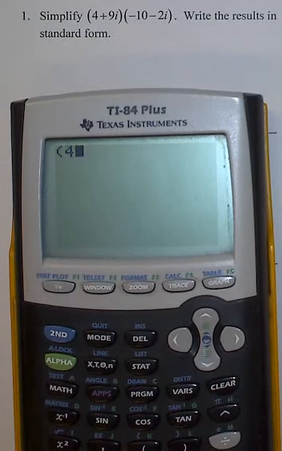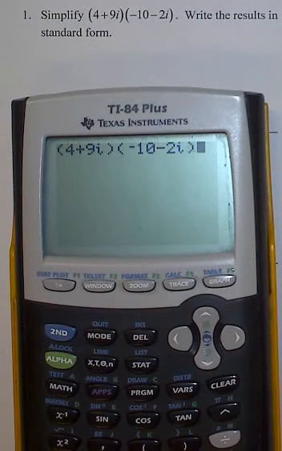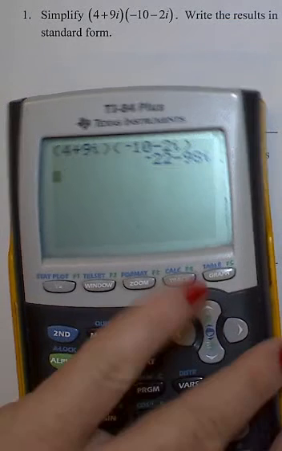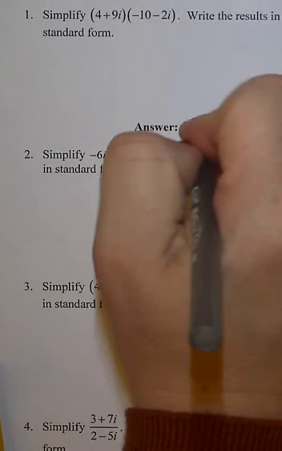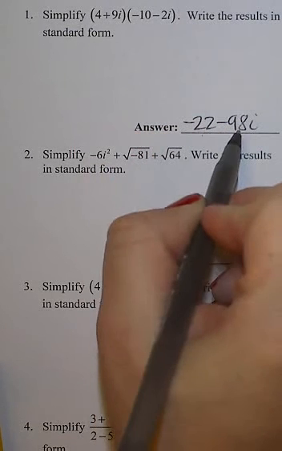4 plus 9i times negative 10 subtract 2i. And the correct answer is negative 22 subtract 98i. And this is in standard form because the real portion is first and the complex portion is second.